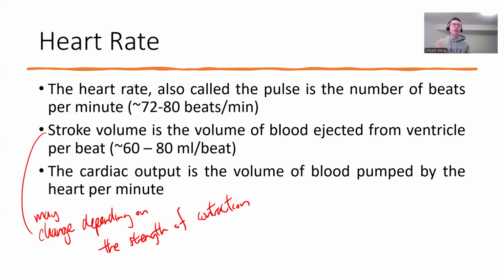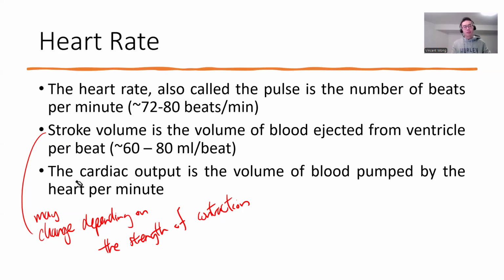Let's say you have adrenaline going through your body, then that tends to cause your heart rate to go up and squeeze harder. Your stroke volume is going to go up. People who are recovering from heart attacks, their heart muscle might be a little bit weaker, and so they are not able to squeeze out as much blood as they used to, so the stroke volume might go down. So it's not a fixed number. It's something that can change.